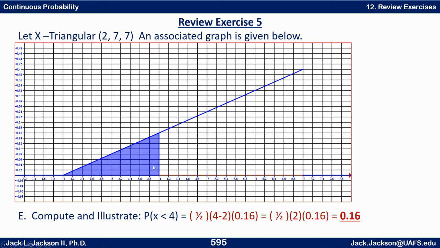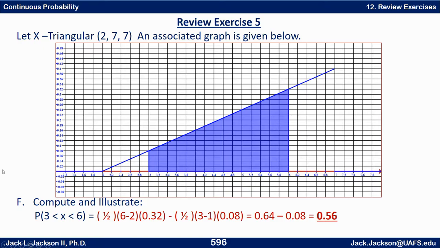Probability x is less than 4. Again, another triangle to the left here. So again, 1/2 base times height. So 2 to 4 is a base of 2. And the height here we can read off the grid, which is 0.16. Well, half of 2 is 1 times 0.16 is 0.16, so 16%.